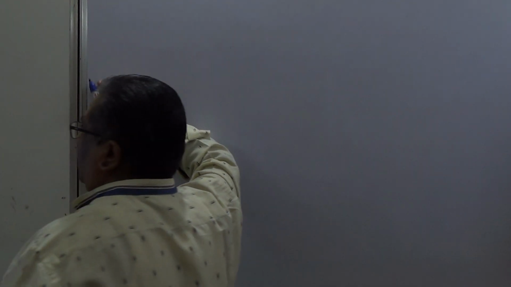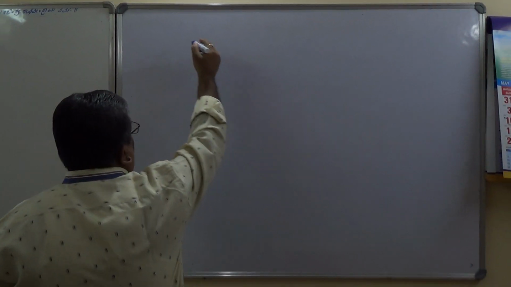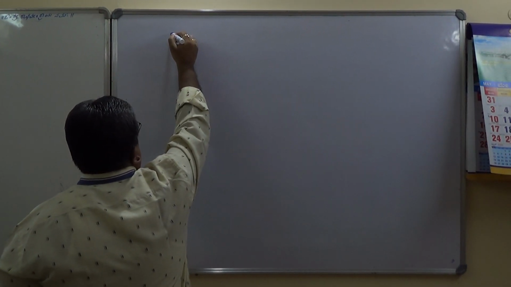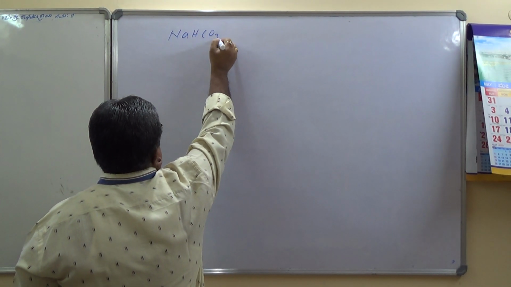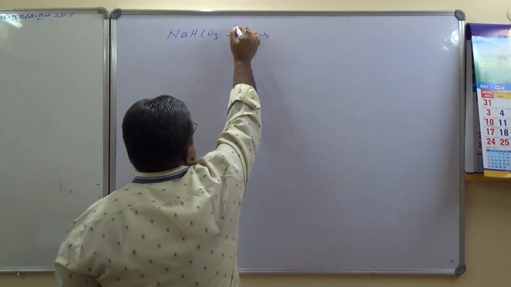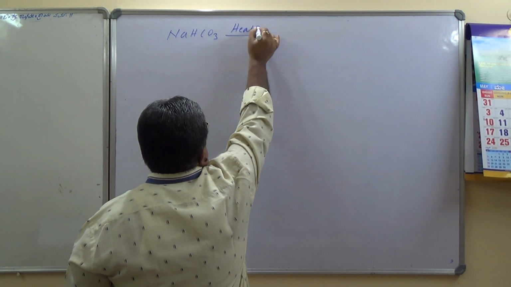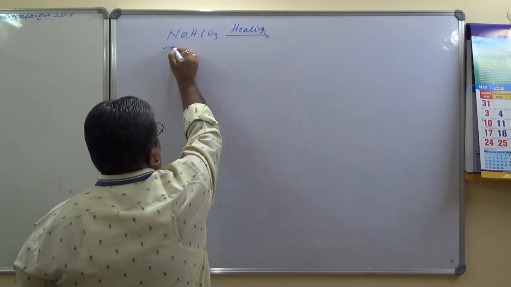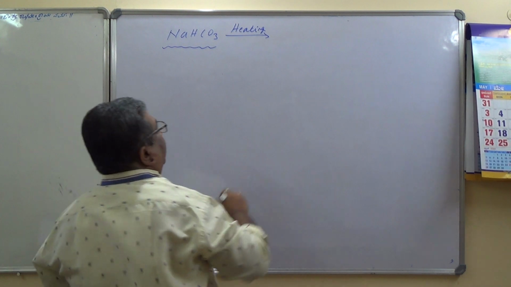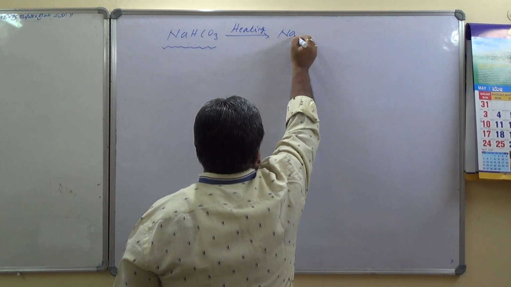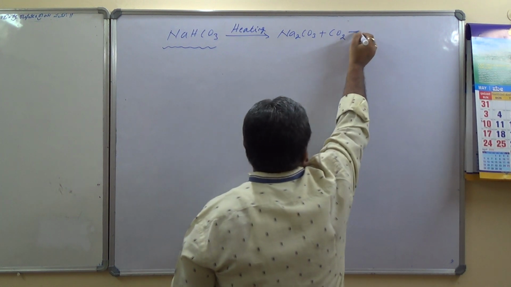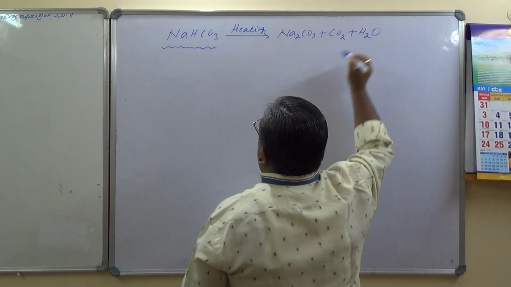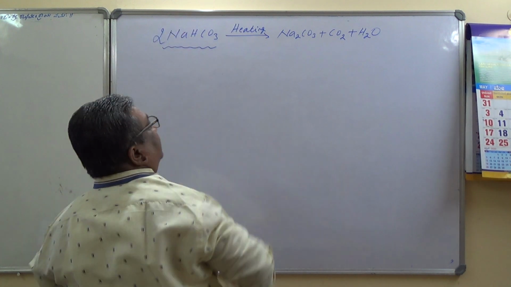Yeah, question is, how do you distinguish between the heating action on baking powder? Baking powder contains NaHCO3. On heating, sodium bicarbonate undergoes thermal decomposition to produce Na2CO3 plus CO2 plus H2O. This is what it is.